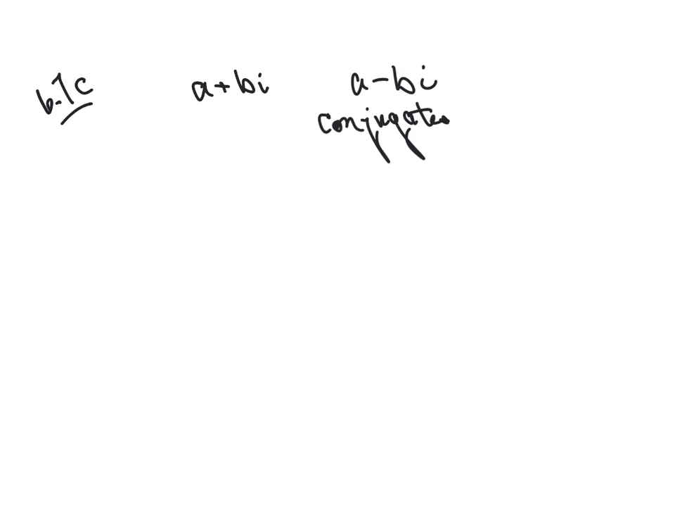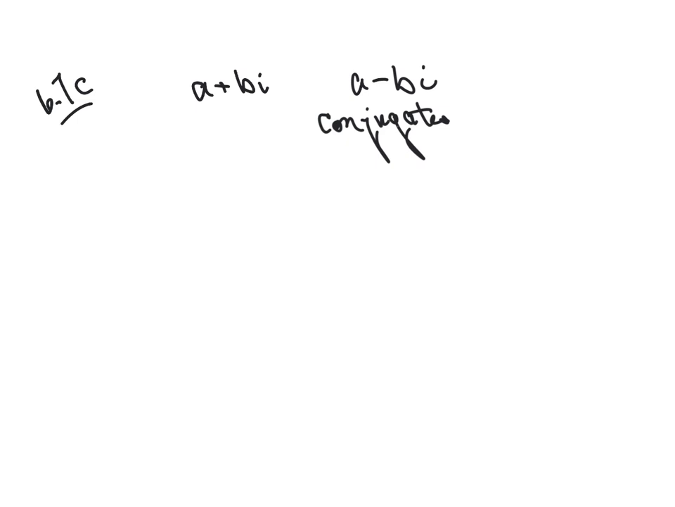Conjugates are used to get rid of or rationalize the denominator. When we were doing square roots, we used conjugates to get rid of the square root in the denominator. When we use them with imaginary numbers, we're using it because we can't have an imaginary number in the denominator either. So using conjugates, which remember the only difference is it's the exact same numbers and variables, it's just one is a plus and one is a minus.